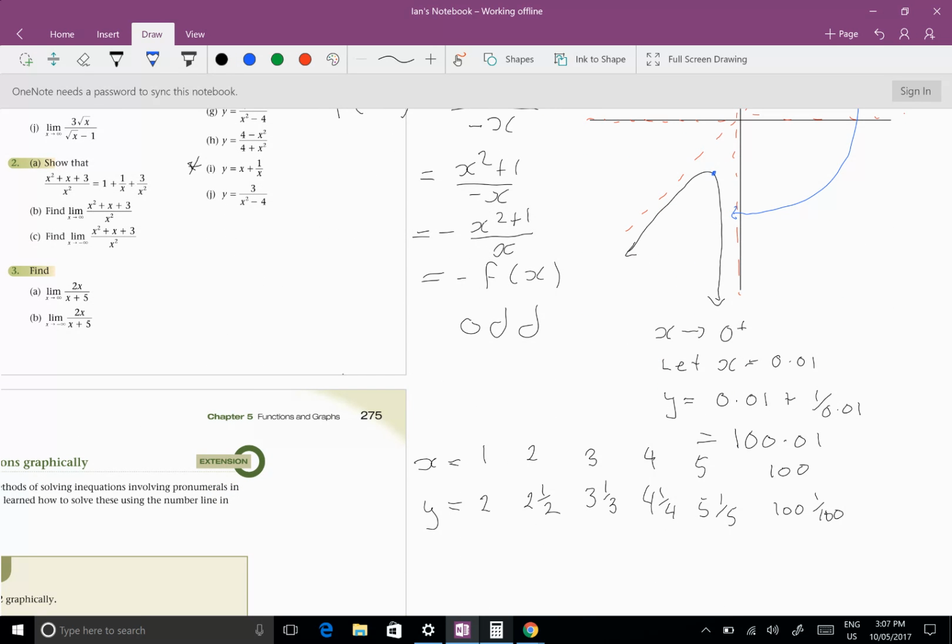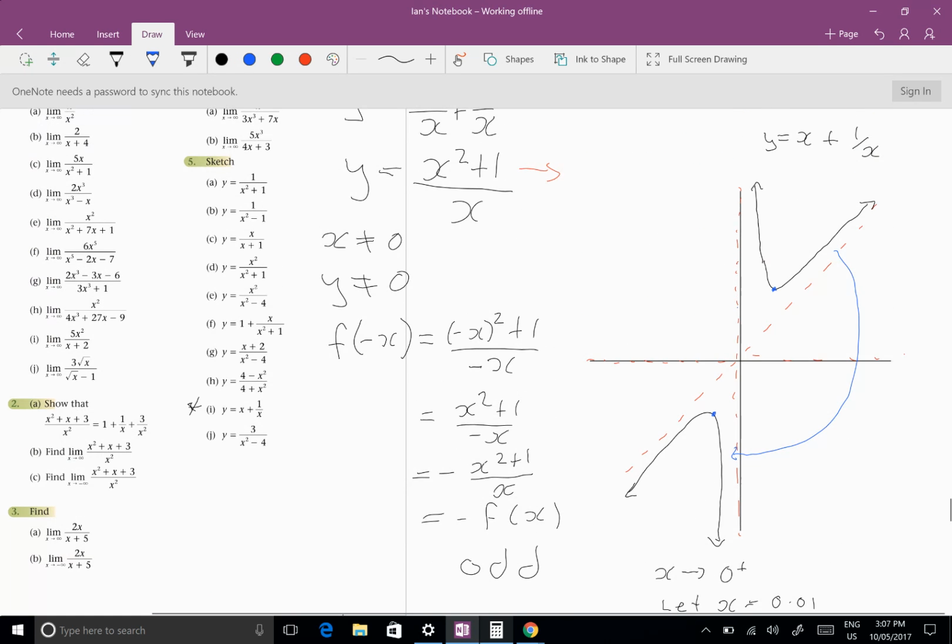So there you go. That's that function, y equals x plus 1 on x. And that wraps up exercise 511 question 5, except for J, but really you should be able to do that one on your own by now.